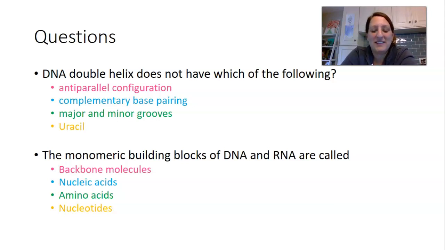The monomeric building blocks of DNA and RNA are they called backbone molecules, nucleic acids, amino acids, or nucleotides? So hopefully you answered yellow, nucleotides. Sometimes students will say nucleic acids. Remember, nucleic acids are DNA and RNA. Those are the two nucleic acids, where a nucleotide is the building block of DNA or RNA. Remember, a nucleotide consists of a phosphate group bonded to a sugar, whether it's ribose or deoxyribose, doesn't matter, bonded to a nitrogenous base, A, T, C, G, or U. Okay, that's a nucleotide. So three component parts: phosphate, sugar, base.